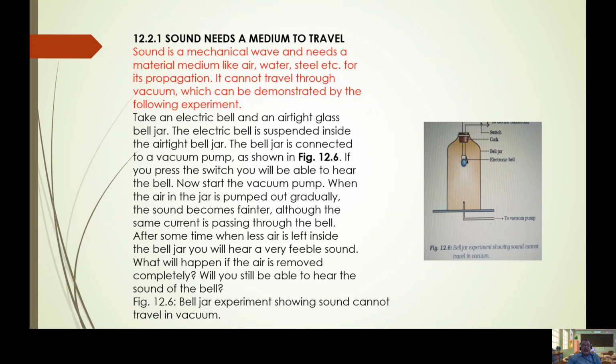vacuum pump. When the air in the jar is pumped out, gradually the sound becomes fainter, although the same current is passed through the bell. After some time, when less air is left inside the bell jar, you will hear a very feeble sound. What will happen if the air is removed completely? Will you still be able to hear the sound? The bell jar experiment shows sound cannot travel in a vacuum.